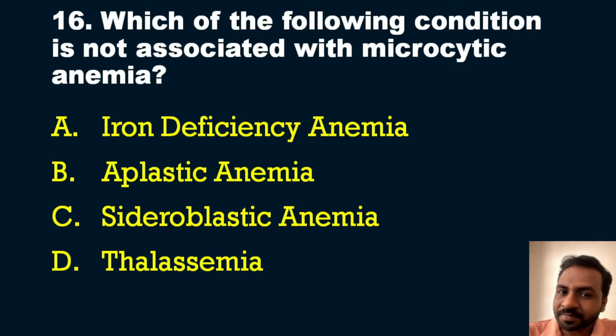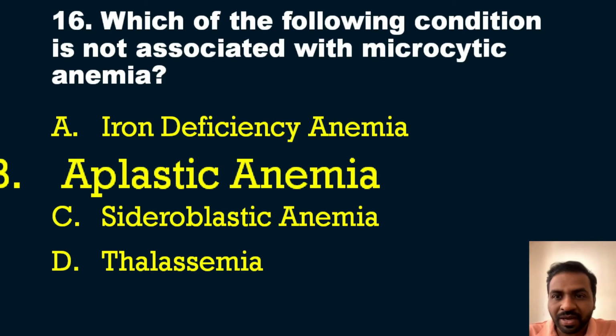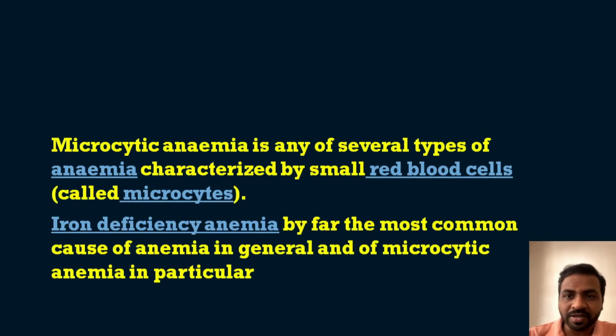So what is the answer? The answer for this question is option B, that is aplastic anemia. In aplastic anemia, mainly macrocytes can be seen, but in all other options, iron deficiency, sideroblastic anemia and thalassemia, we can see the microcytic type. Okay, so we'll have a small explanation regarding this question.